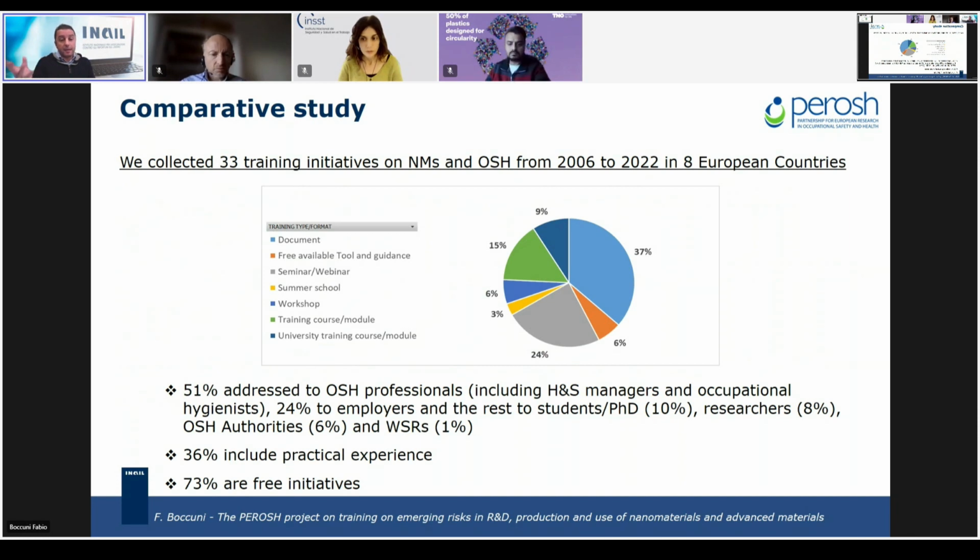General picture is that the majority was guidance documents available for free on our different websites, but on the other hand we also have webinars for 24% and training course modules. The main target groups were OSH professionals, and in second place employers, and among the rest students, researchers and OSH authorities. So only 36 initiatives include practical experience, and the great majority were free.